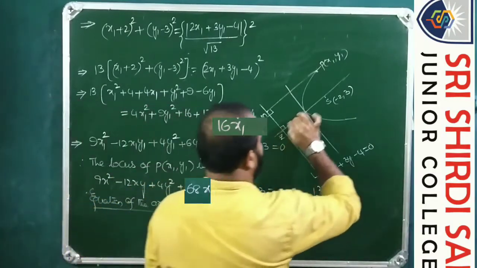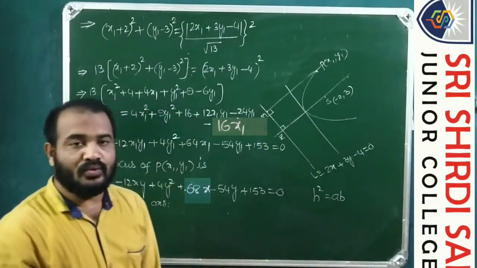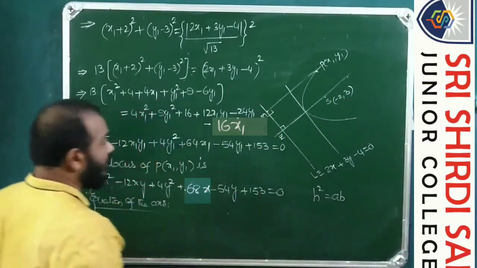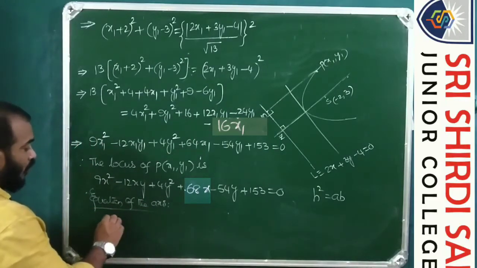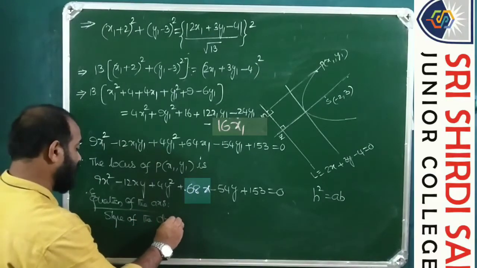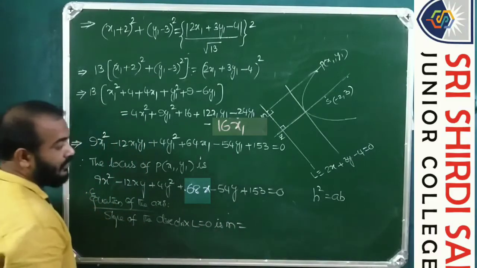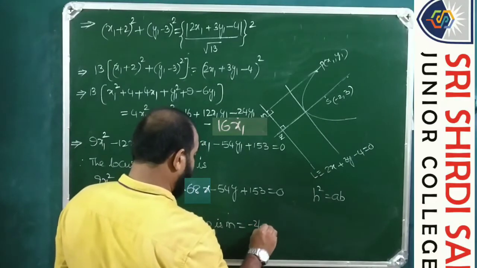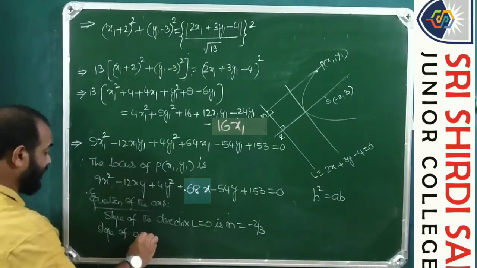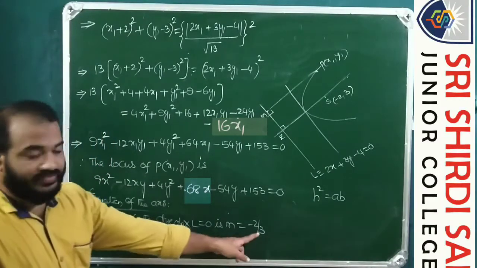So, to obtain the equation of the axis: the axis and the directrix are mutually perpendicular to each other. So, what is the slope of the directrix L equals to 0? m is equal to minus a by b, minus 2 by 3. Therefore, the slope of the axis is equal to 3 by 2, the perpendicular slope of this.